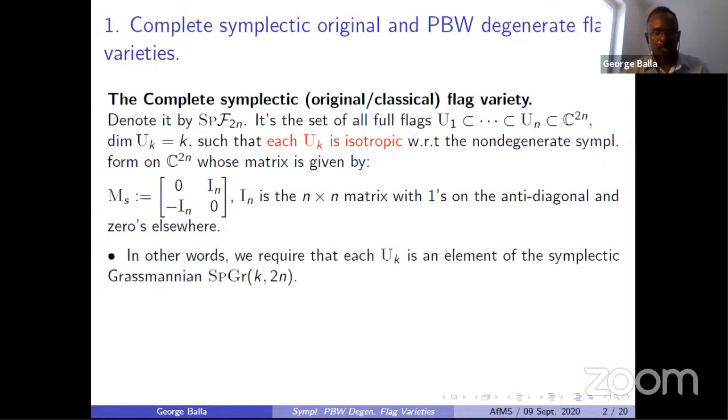Now, the requirement that every subspace is isotropic also means that we want every subspace to be an element of the symplectic Grassmannian, which we are denoting by SpGr(k, 2n). This is like the usual Grassmannian. For a Grassmannian of k-dimensional subspaces, the symplectic Grassmannian will be a subset of this. We want every subspace to be isotropic in addition.